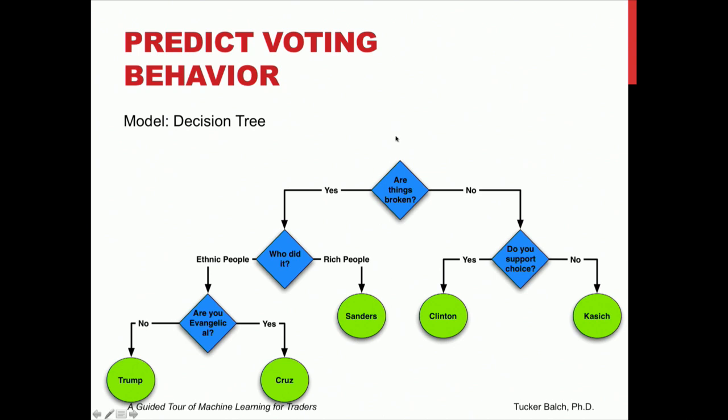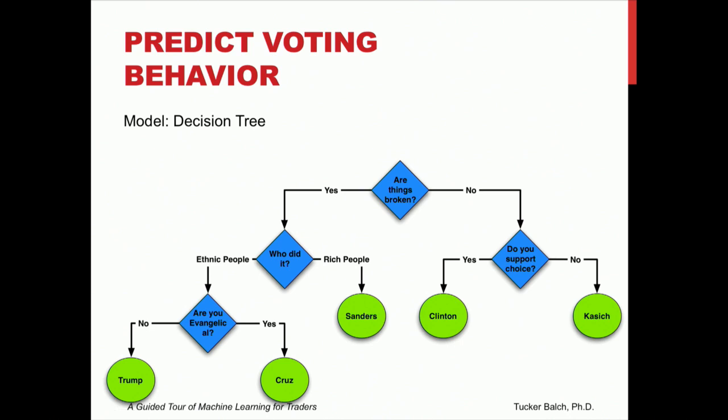So we enter here. The reason it's called a decision tree is that, theoretically, trees have a certain description: they're directed graphs. You don't need to worry about this, but I just want to put it out there. They're directed graphs, and they have no cycles. A tree consists of interior nodes, which are usually yes-no questions, and leaf nodes, which are essentially the answer. So if you follow through this decision tree, are things broken? Yes. Who did it? Rich people. Sanders. So when you reach a leaf, that's your answer.